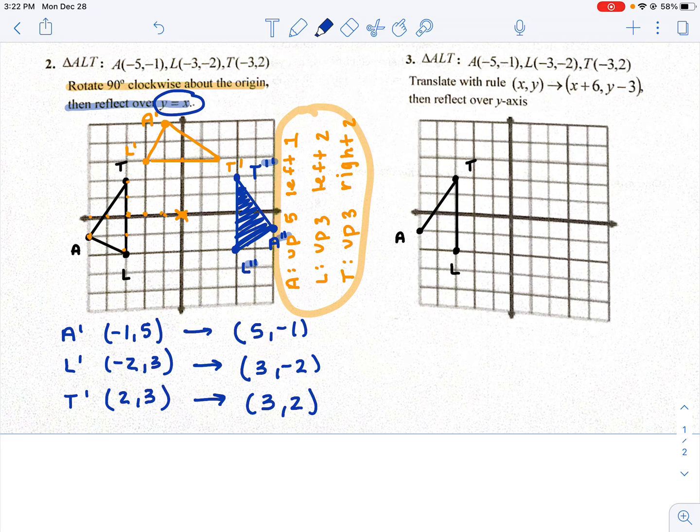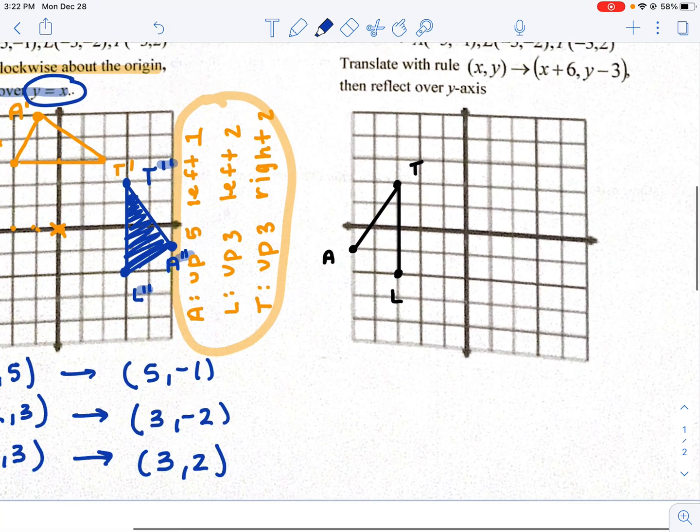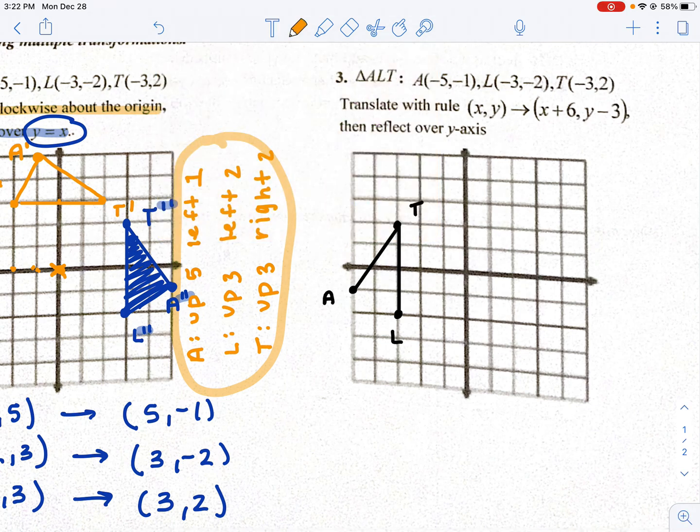Our next one, same example here. We have the same triangle, ALT. Now we have 2 different rules here. It says translate with that rule and then reflect over the y-axis. So I'm going to zoom in a little bit. My first one is we are translating it, which means we're moving it left or right, up or down, with the rule. And the rule says here, x plus 6 and y minus 3. The x plus 6 tells us we're going to go right 6. The y minus 3 tells us we're going to go down 3. So we're going to take each point and do those operations to it.